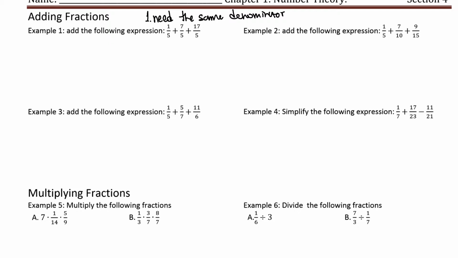Now for the first one, we already have the same denominator, so all we need to do is rewrite it as a single denominator, and we're going to add the top. 1, 7, and 17 added together. If you add those three things together, you get 25 over 5. Simplify, you get 5 once you divide 25 by 5.